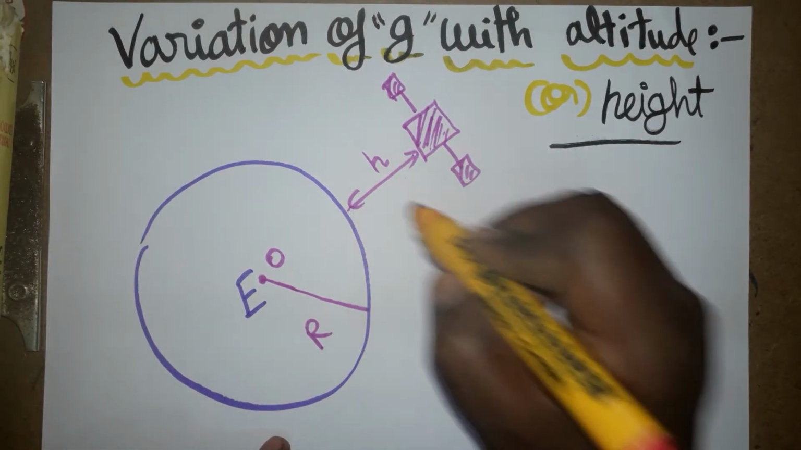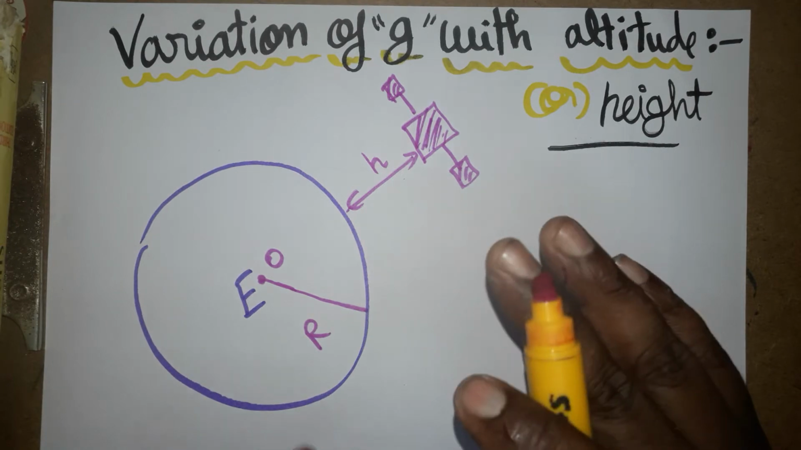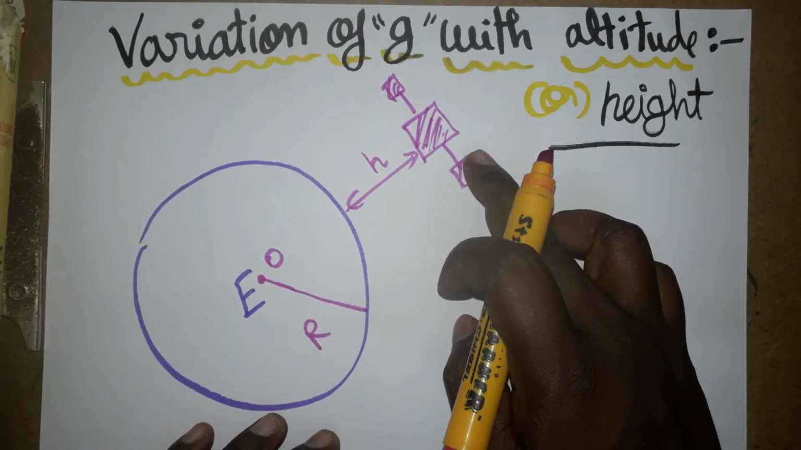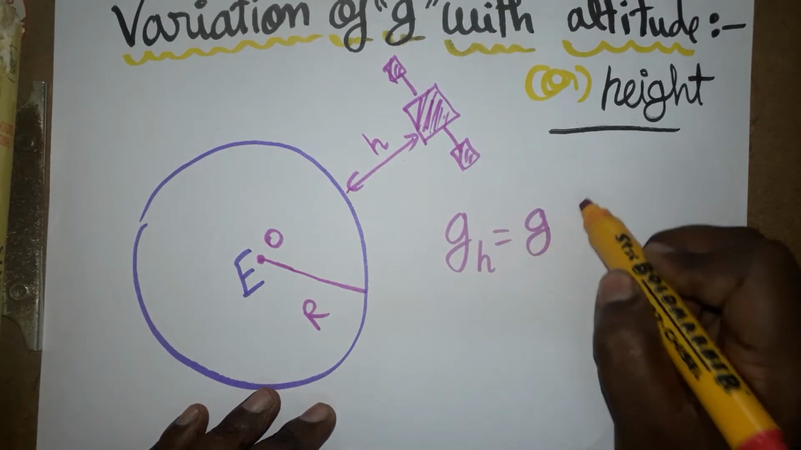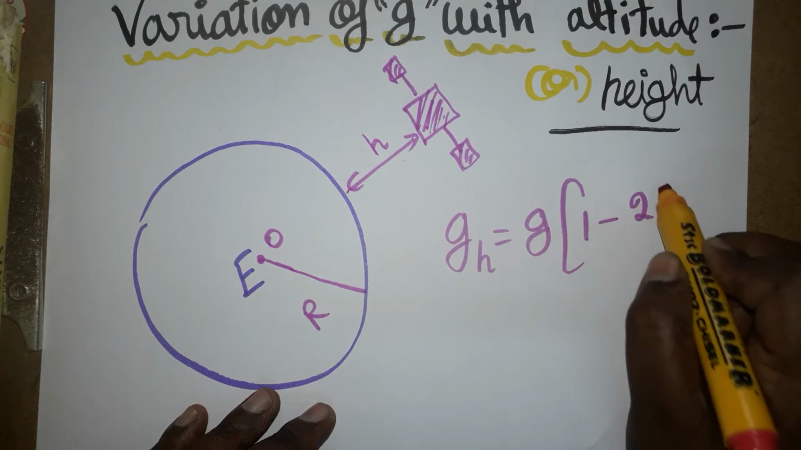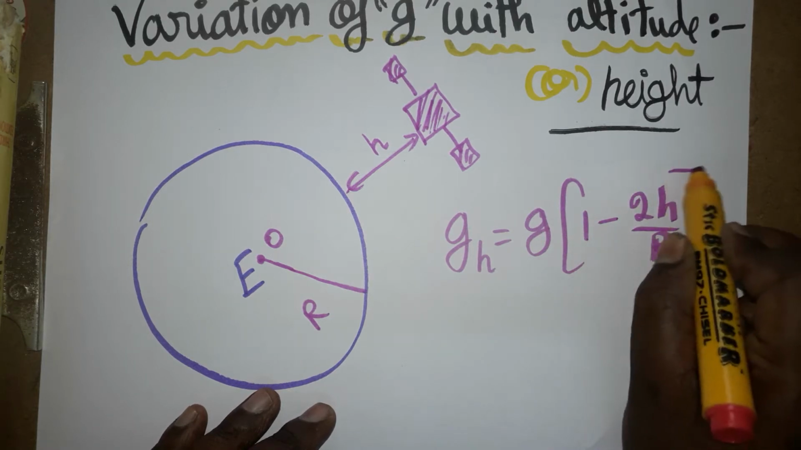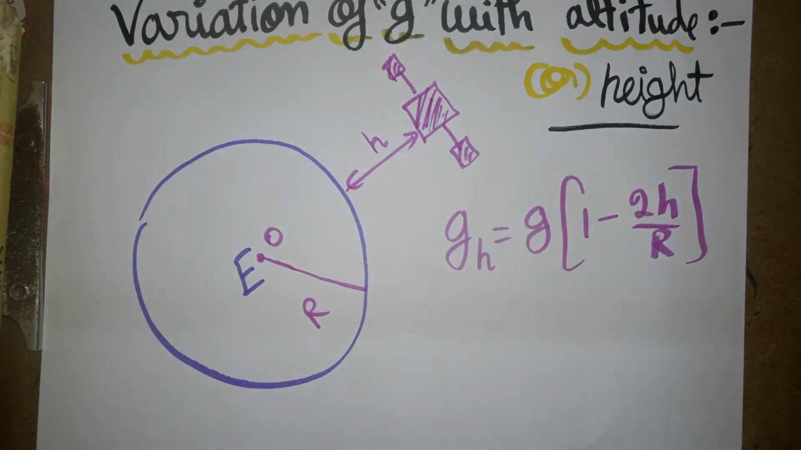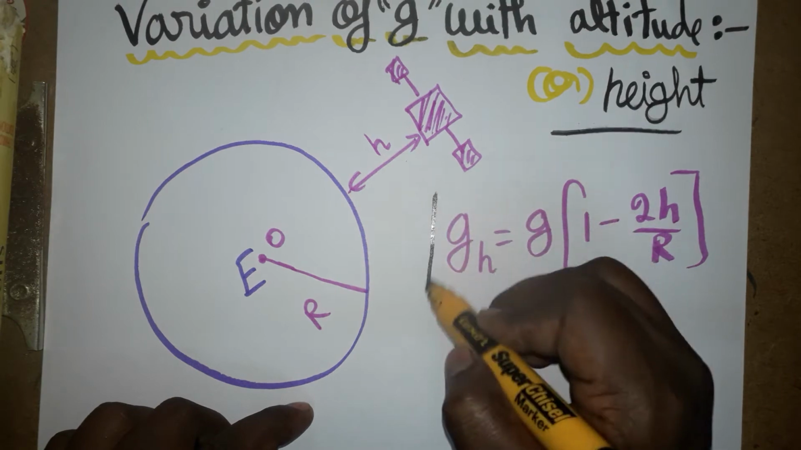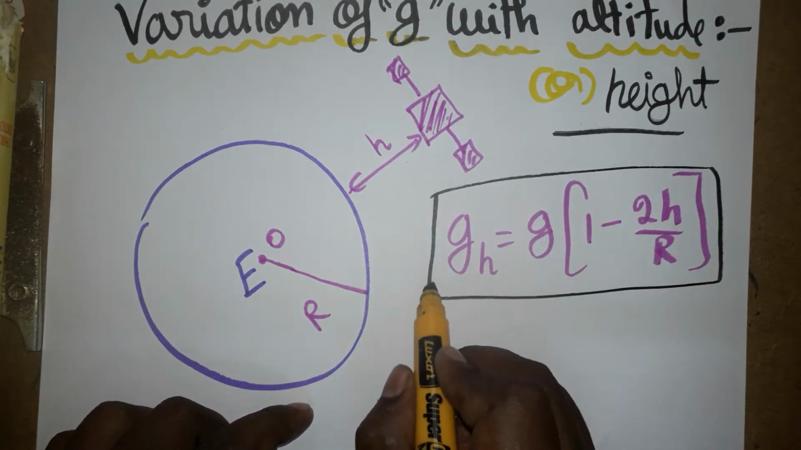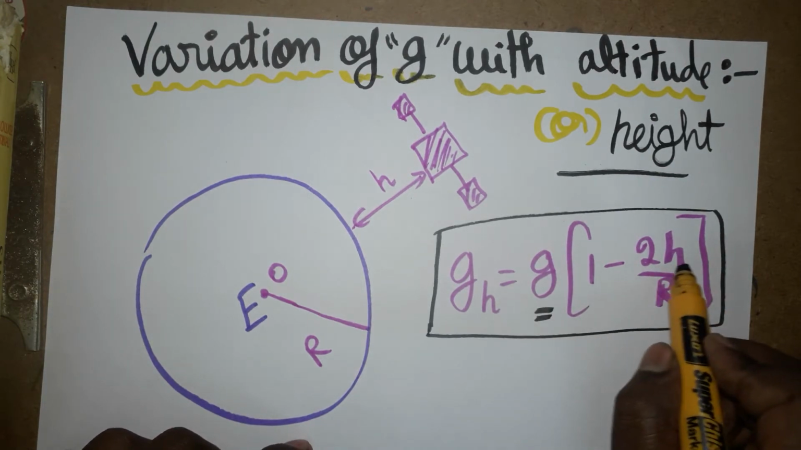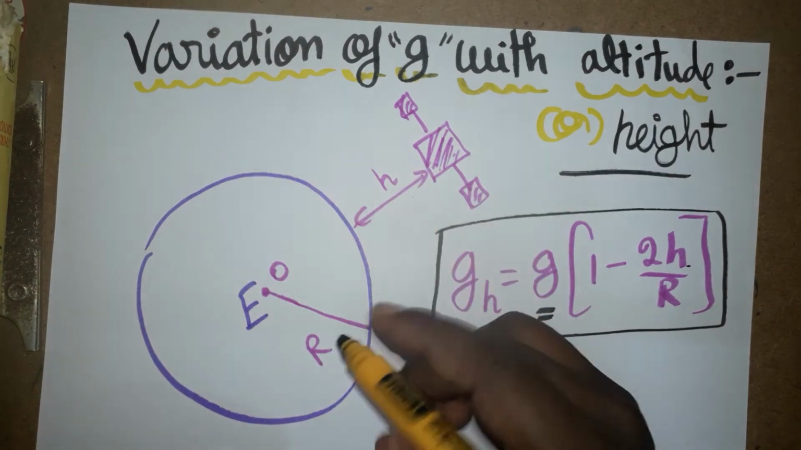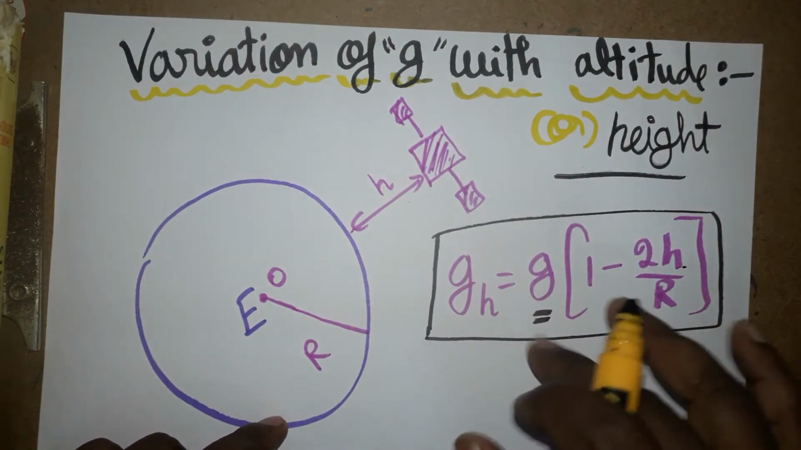We know that on the surface, acceleration due to gravity is 9.8. Now our question is, at some height, what is the gravity? Actually, gravitation at some height is equal to g times 1 minus 2h divided by r. This is the equation we will get, and today we are going to learn how to derive it. Here gh is the gravitation at some height, g is the acceleration due to gravity, h is the height of the satellite, and r is the radius of the earth.